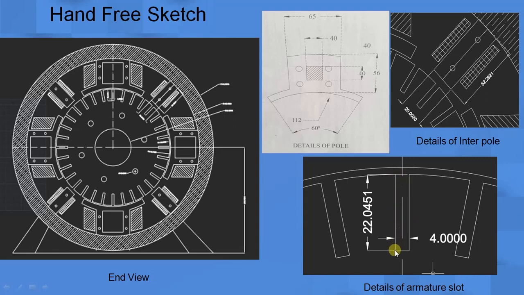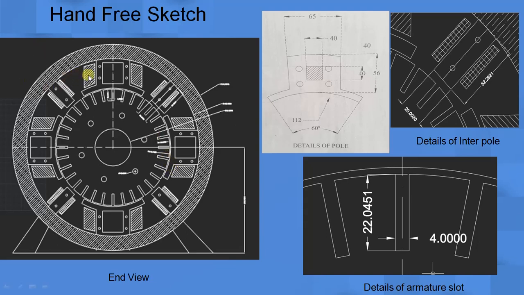So here you can see the single slot. The width of the slot is 4 mm and the depth of the slot is 22 mm. Clear? And now here you can see the overall end view of a DC generator. Now what we are going to do is discuss how to draw this end view of a DC generator using a CAD tool.